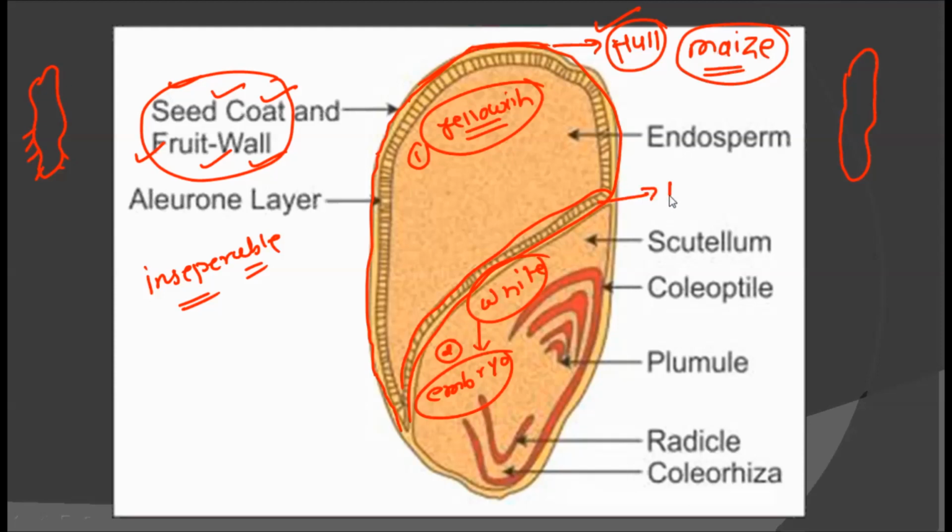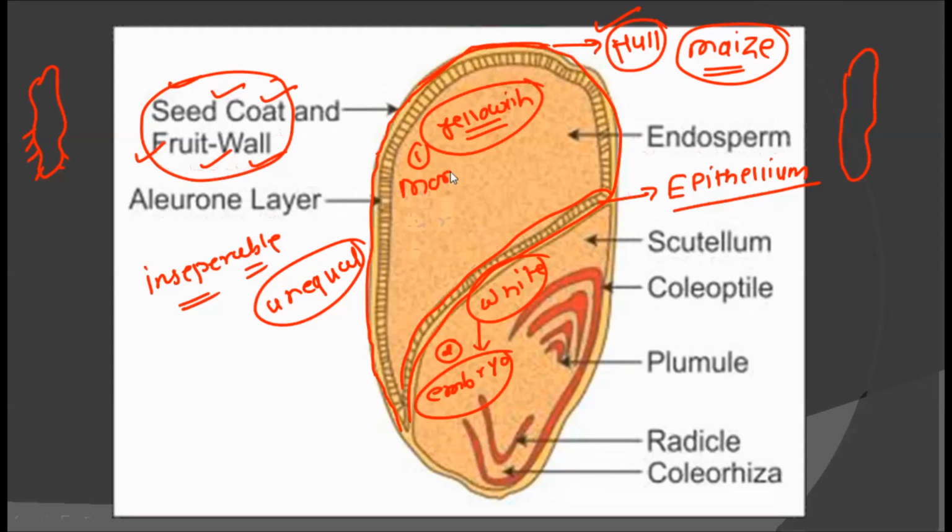This layer is called the epithelium layer. This epithelium layer separates the monocot seed into two parts, actually two unequal parts. These two parts are not equal, they are unequally divided. The upper portion has more area, whereas the lower portion has less area. The layer separating these two unequal parts is called the epithelium layer, and you can clearly observe this epithelium layer running from the middle of the seed.